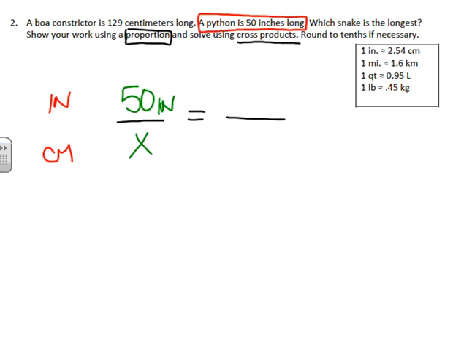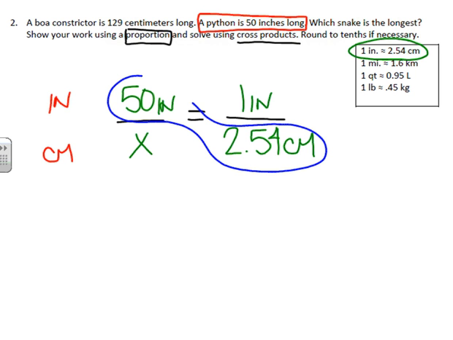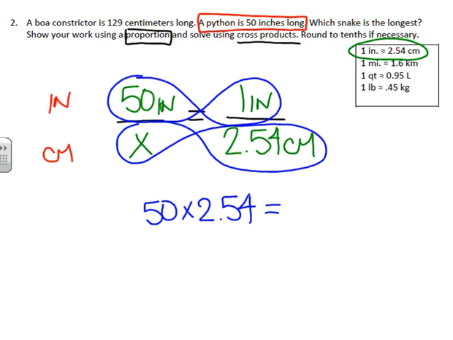Then for the second ratio, I'm going to use my conversion factor. So inches still goes in the numerator, and centimeters still goes in the denominator. Now that I have my proportion set up, I'm going to use cross products, which tells me that 50 multiplied by 2.54 is equal to X multiplied by 1.